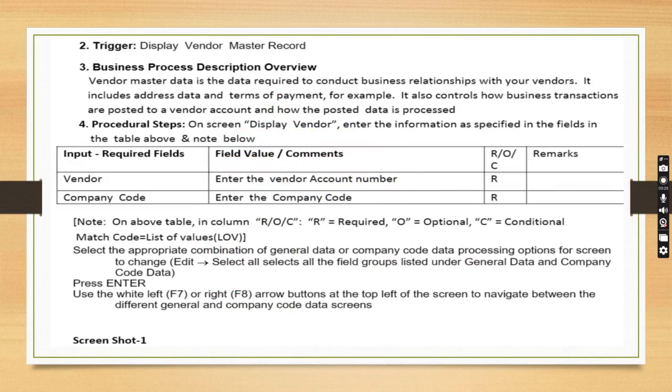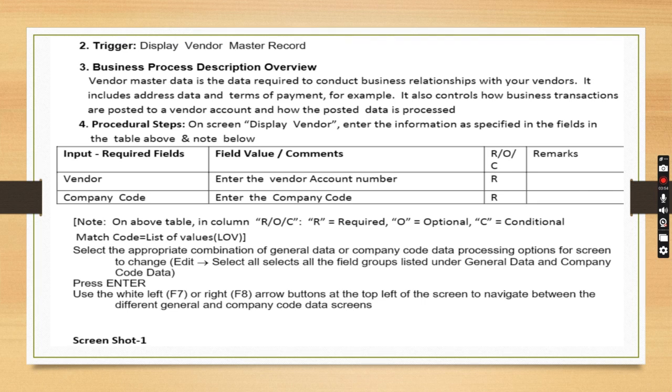Display vendor master record, business process description overview. Vendor master data is the data required to conduct business relationship with your vendors. It includes address data and terms of payment data. For example, it also controls how business transactions are posted to a vendor account and how the posted data is processed.